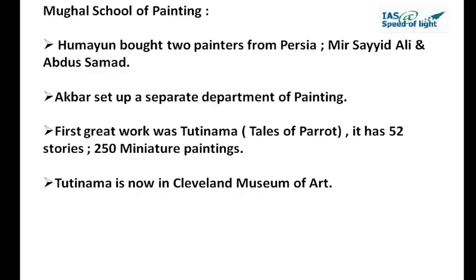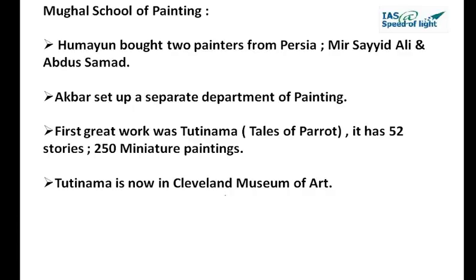Now coming to the second school of painting, which is the Mughal school of painting. It's starting from Humayun, who brought two painters from Persia, Mir Sayyid Ali and Abdus Samad. Okay, two painters from Persia, Mir Sayyid Ali and Abdus Samad.